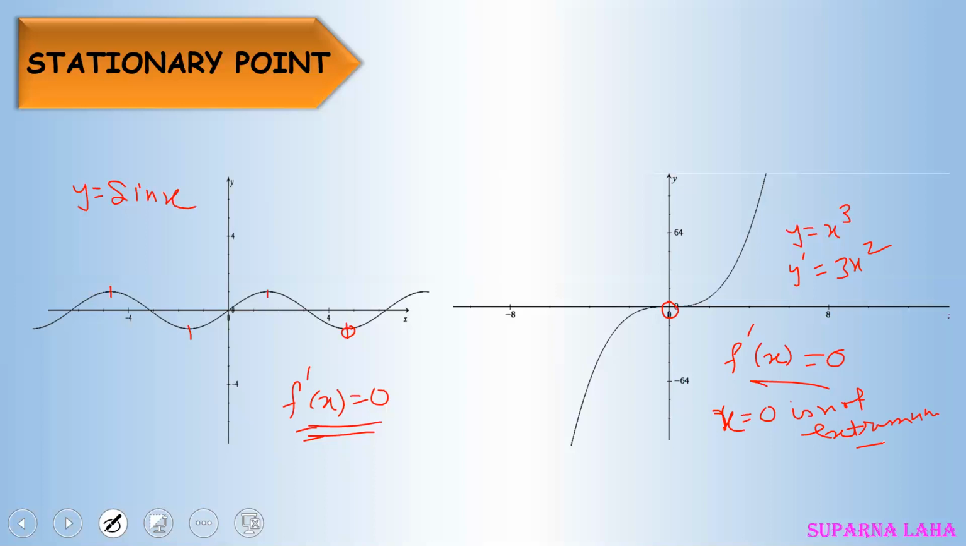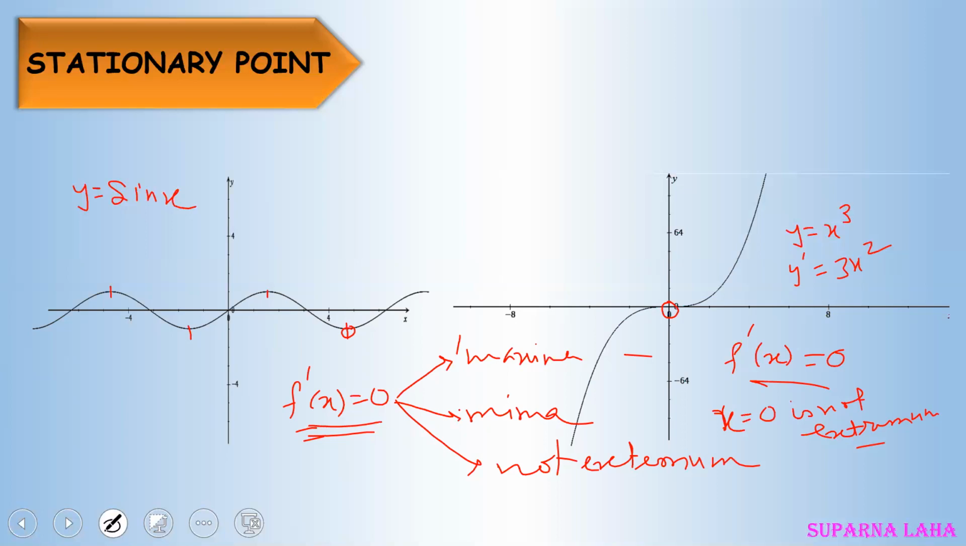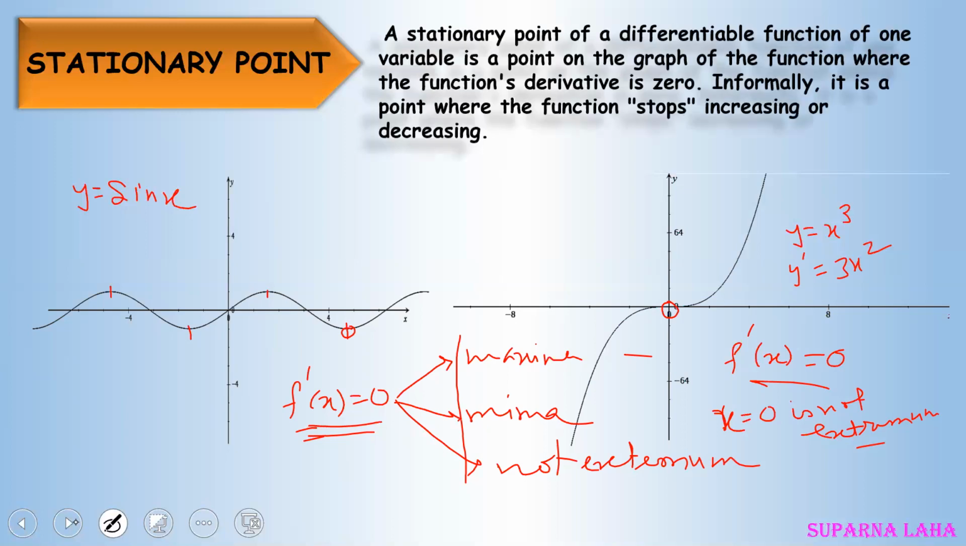So in these cases, we will call these stationary points. Maybe f dash x is 0, it will imply these 3 cases: that is maxima, minima, and not an extremum. So in these 3 cases, we will call this point a stationary point. So what is a stationary point?